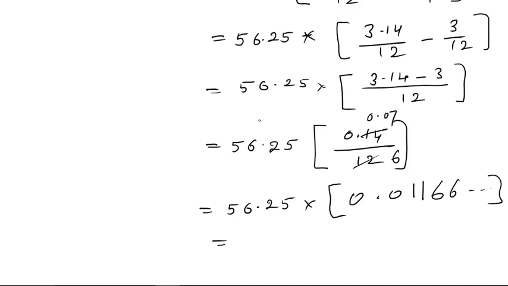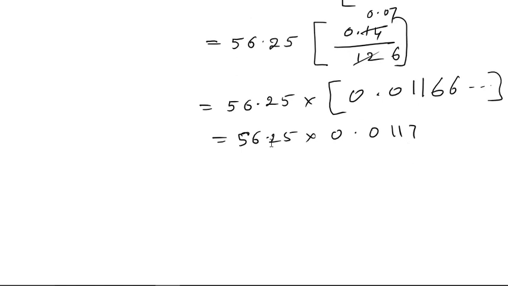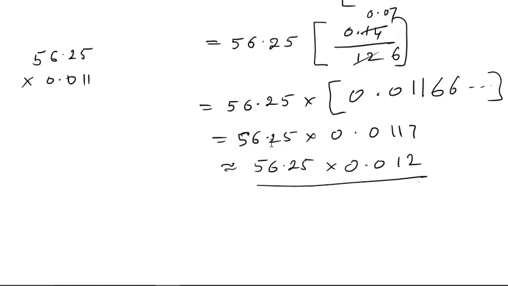So I will say that 56.25 multiplied by 0.0116, so I will write 0.0117. Now 56.25 into 0.0117, here we multiply, on rough paper you are doing these things. After the decimal, 2 or 3 digits is sufficient, so I will write this as 56.25 into 0.012, which is a better approximation. Instead of doing that much calculation, I will multiply by 0.012.